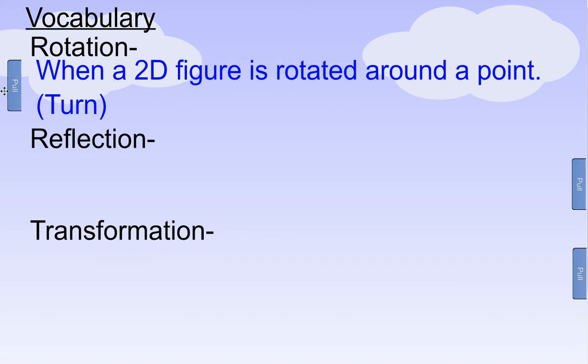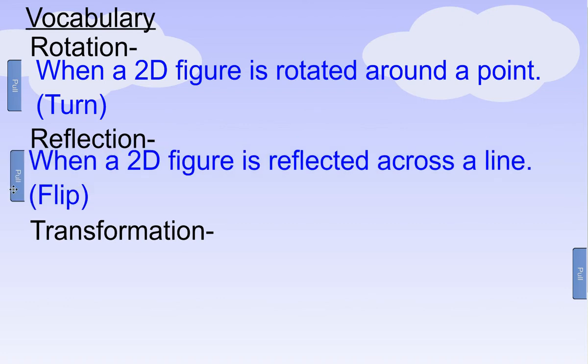We've got three more vocabulary words here. The first one is rotation. A rotation, and these are the main types of transformations we'll talk about, is when a 2D figure is rotated about a point. Sometimes it's called a turn. If you think about, like, if you turn your paper slightly, that would be a rotation.